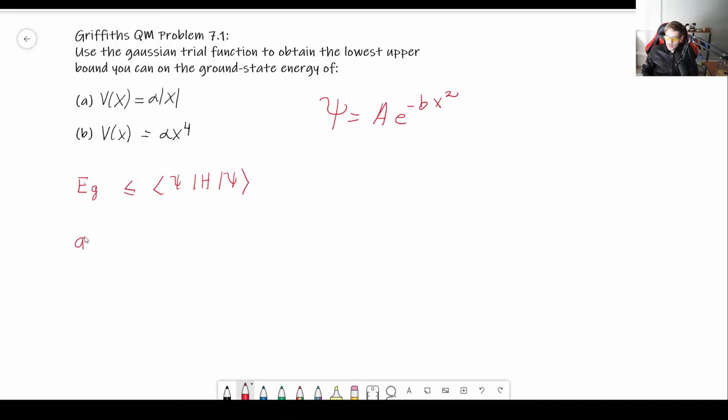Now let's go for part A. Actually both of them will have a part in common, because the Hamiltonian, in both cases, will have the kinetic term, minus h bar squared over 2m d squared dx squared. And then we have the potential part, which in case A is alpha times the absolute value of x.